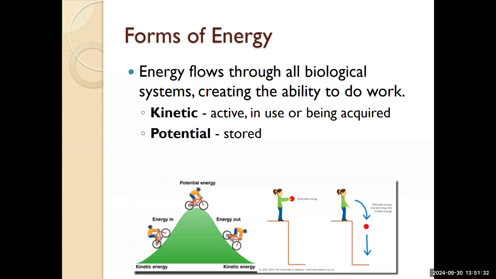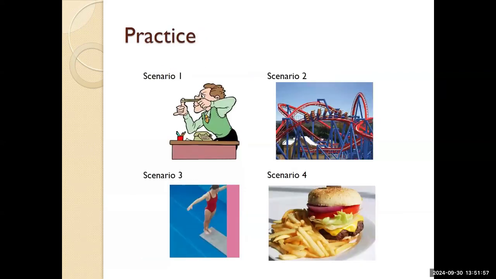So if we can understand that energy is constant, but that it can change, we can recognize that there are stages of energy: kinetic versus potential. Kinetic energy is energy that's actively being used, actively in motion, whereas potential energy is energy that's stored. It exists, but it's not doing anything yet. So taking a look at these four scenarios, see if you can identify kinetic energy that's actively entering or leaving a state, and potential energy.